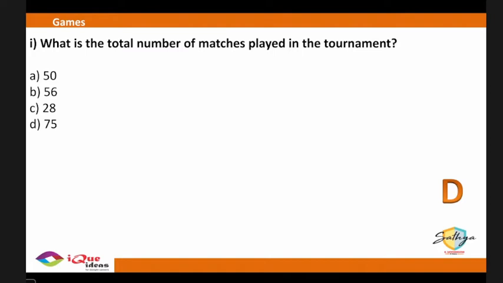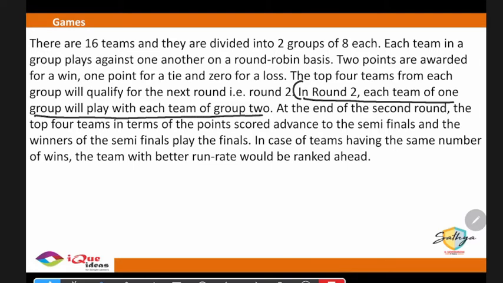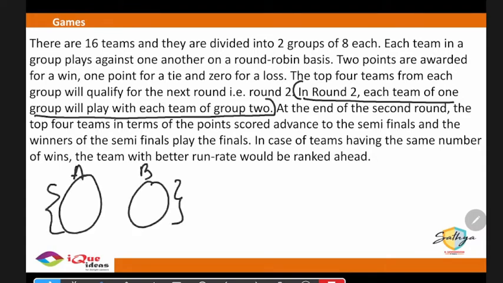Online, did everybody get it? Why didn't we do the 4 into 4 concept? See, in the first one it says that it's a round robin in the first round. In the first round they all play within the same team. Then the rule changes. In round 2 each team of one group plays with each team of group 2. They don't play internally. In the first one everybody in group A plays within themselves and everybody in group B plays within themselves. Then in the second round every person plays with every other person of the other group. The rules have changed there.